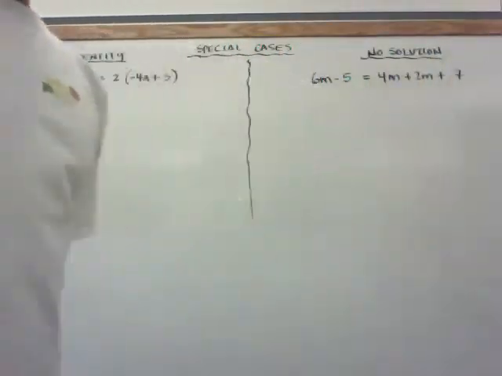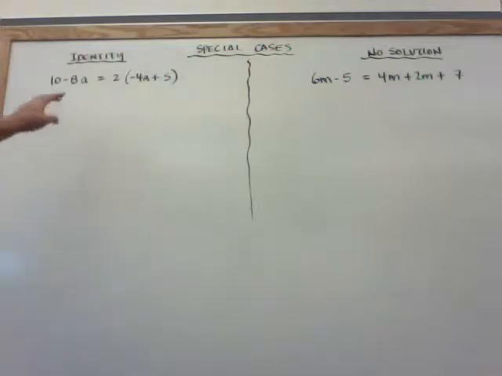The next section I wanted to show you was special cases. So we have identity and we have no solution. That's the two special cases. The first two examples I just did, there were solutions. You came out with an answer, x equals something. In this case, I'm going to show you what this means.